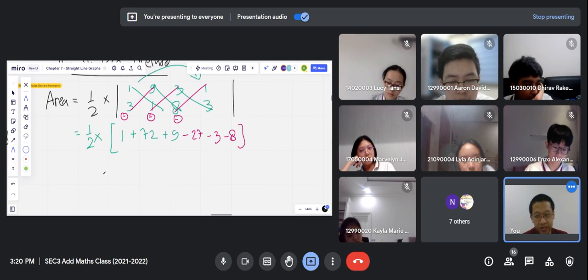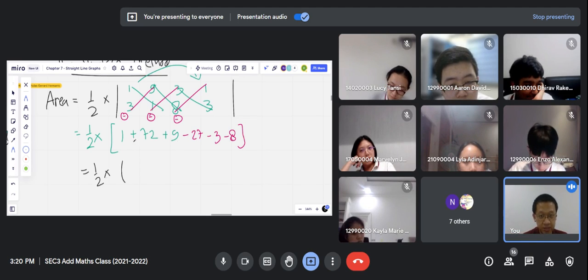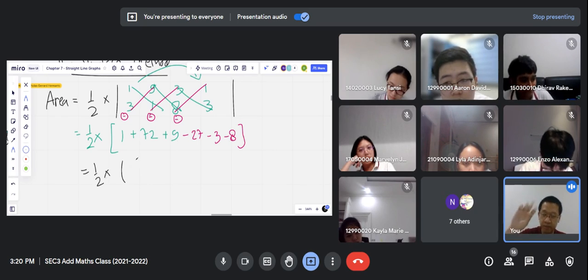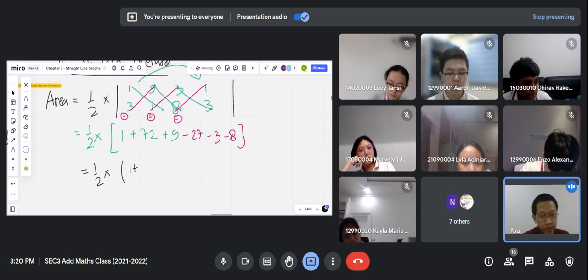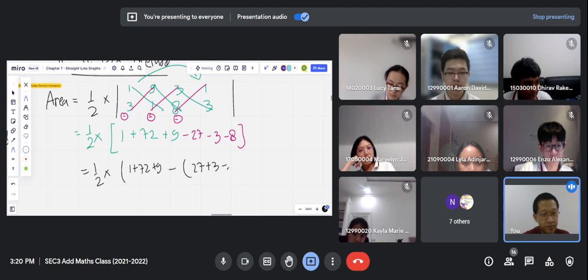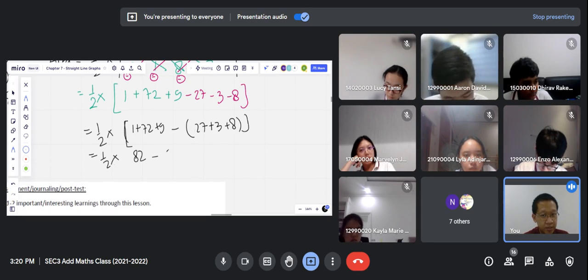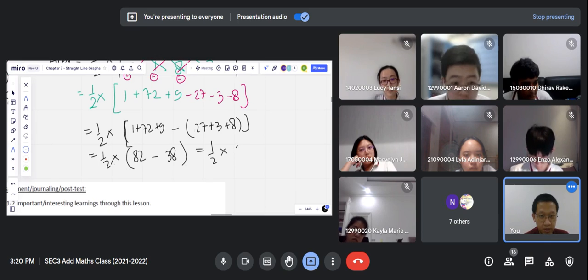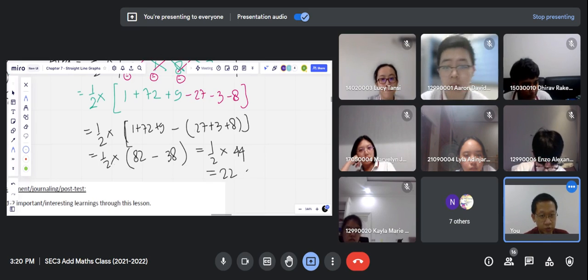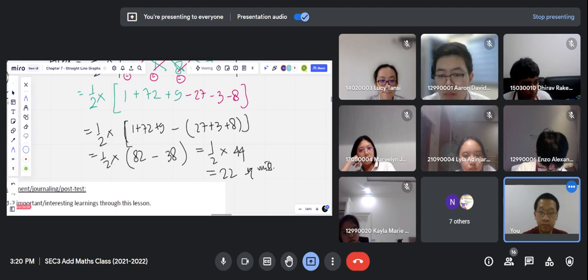Then we calculate, basically. So half times, you do whatever inside first. Usually, the formula is put this way. So 1 plus 72 plus 9 minus bracket 27 plus 3 plus 8. Some put it this way. So you go with half times 82 minus 38. So this will be half times 44, which is 22 square units. And that's it.